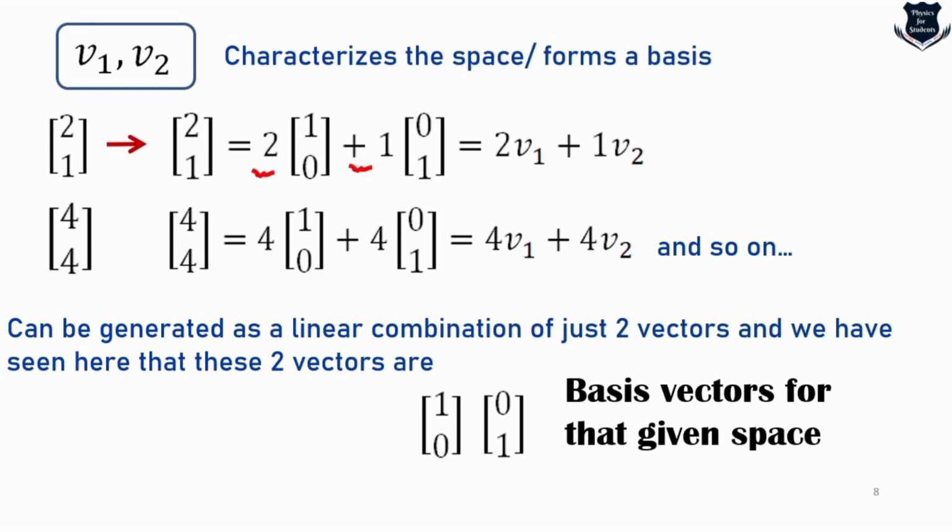So the key point is, while we have an infinite number of vectors here, they can all be generated as a linear combination of just two vectors, which is right on your screen, and we have seen that these vectors are (1, 0) and (0, 1).